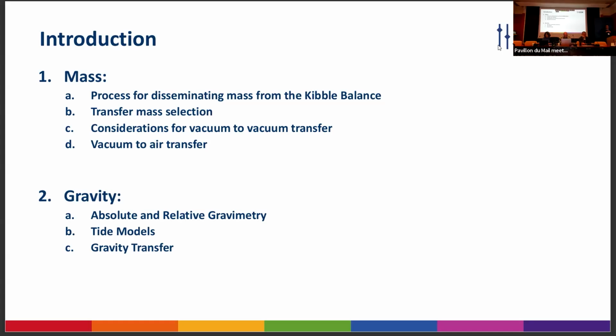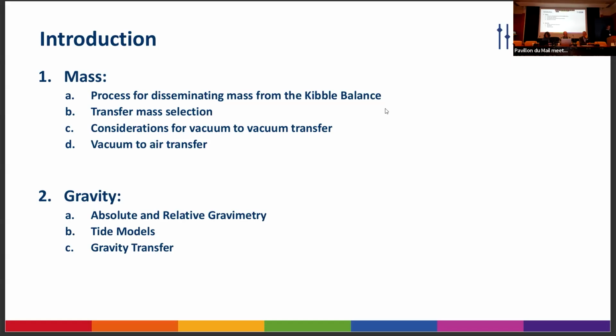So the purpose of all the presentations today is to really nail down the realization of mass. And it's effectively a mechanical, electrical, optical project. But in the end, we're realizing mass, and the purpose of it is to do mass. And so what we want to do is be able to get that out of the Kibble balance into the hands of the users at the highest accuracy possible.